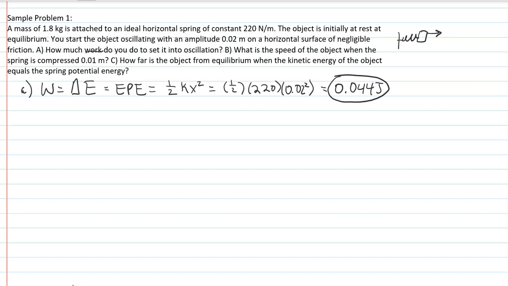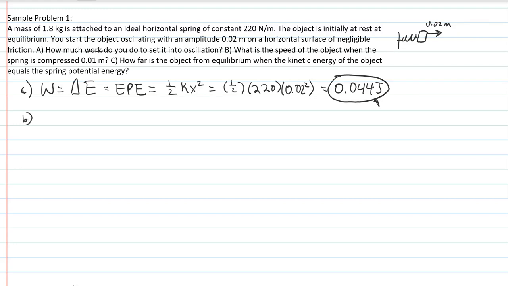Now, what this number means is the work that had to be done to stretch it out to 0.02 meters, but this is also the maximum energy that the spring block system has, because that's the greatest it's stretched. So when it's stretched out the most, it'll have this amount of potential energy.